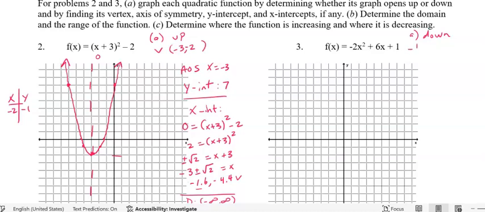You could also do opposite of b over 2a to find the AOS, and then plug that number in to find the rest of the vertex. So I think I'll just do opposite of b over 2a. So that's the opposite of 6 over -4. So that's going to be positive 3 over 2, which is another way of saying 1.5. There's our AOS.